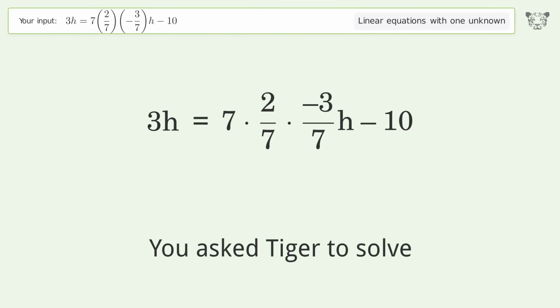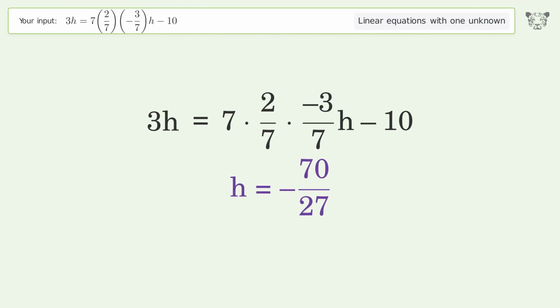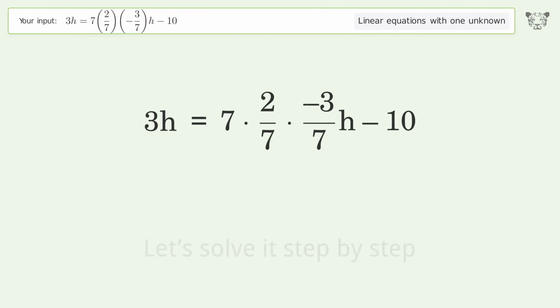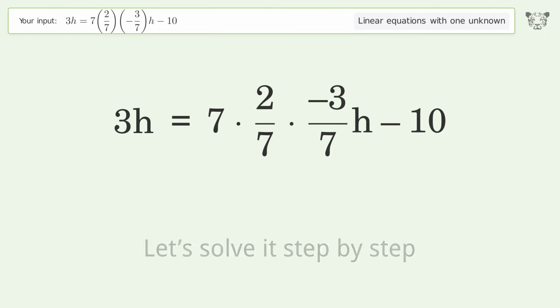You ask Tiger to solve. This deals with linear equations with one unknown. The final result is h equals -70/27. Let's solve it step by step.